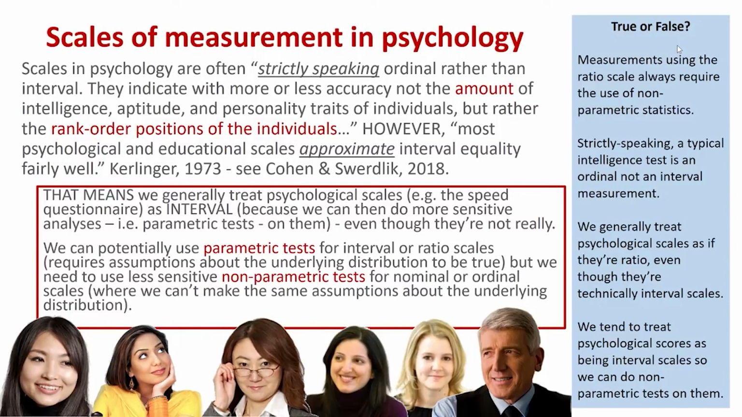Alright, third question. We generally treat psychological scales as if they're ratio, even though they're technically interval scales. That's false. We tend to treat them as if they're interval scales, even though they're technically ordinal scales. Fourth question. We tend to treat psychological scales as being interval scales, so we can do non-parametric tests on them. That's false. The way I could change that to a true answer would be to change it to: we tend to treat psychological scales as being interval scales, so we can do parametric tests on them.